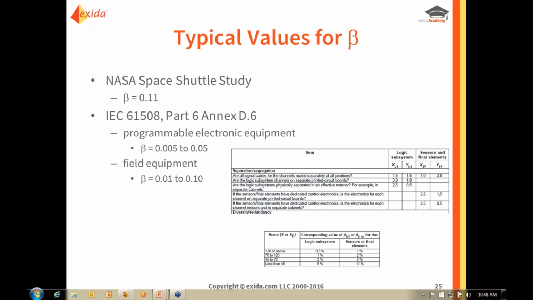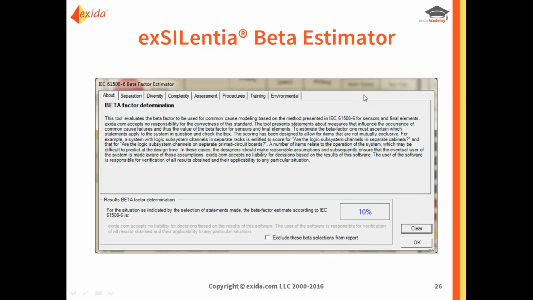But yeah, I can't speak more than that on the 15% that was suggested by that particular study. All right, let's see. So we talked about the beta estimator.